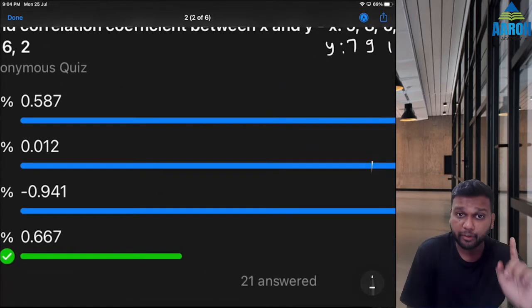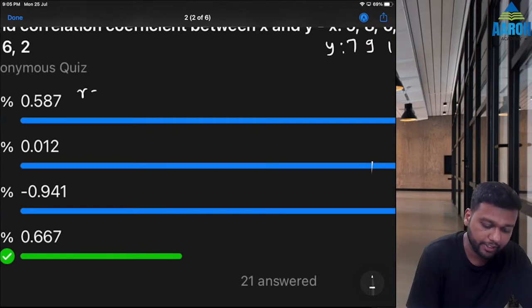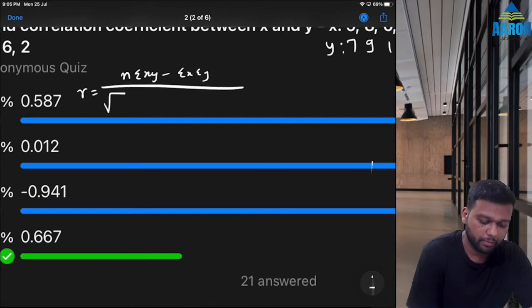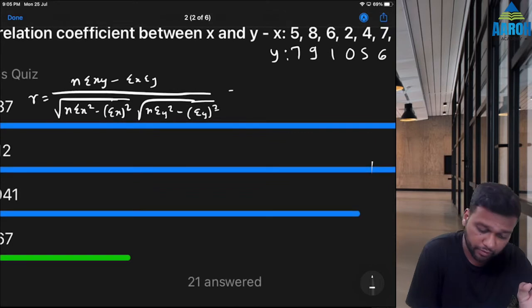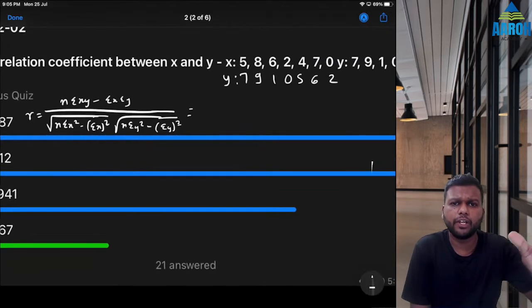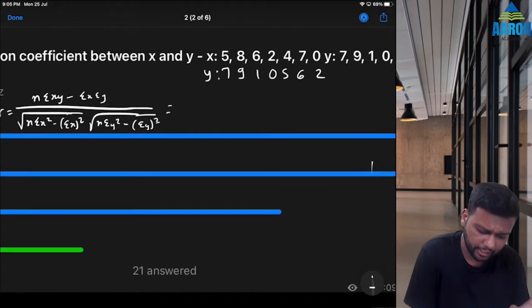The best formula from exam point of view to use for R is this: n summation xy minus summation x summation y upon square root of n summation x square minus summation x bracket square into square root of n summation y square minus summation y bracket square. No need to write it in exam, but this is the fastest formula. Why? Because you can find each value fast and then write it and then get the answer. How do you do it?